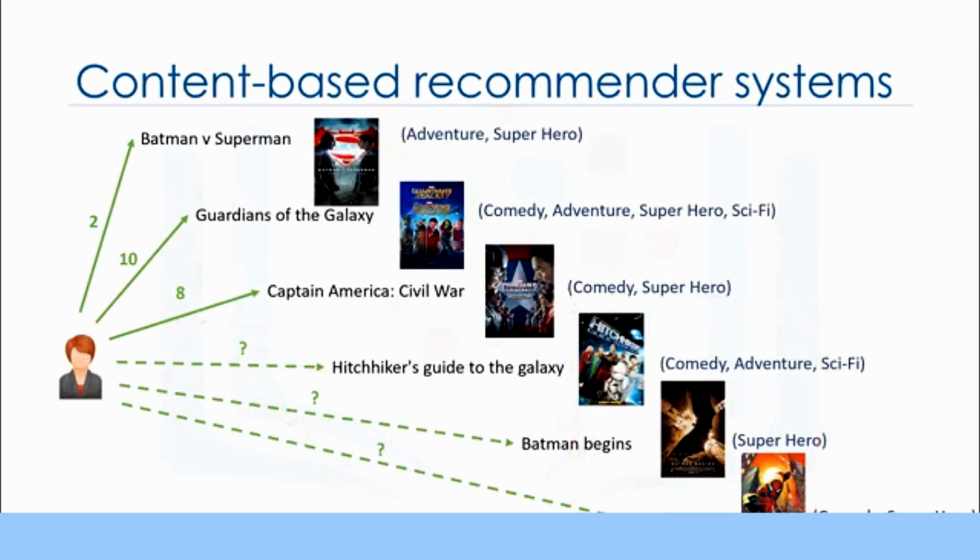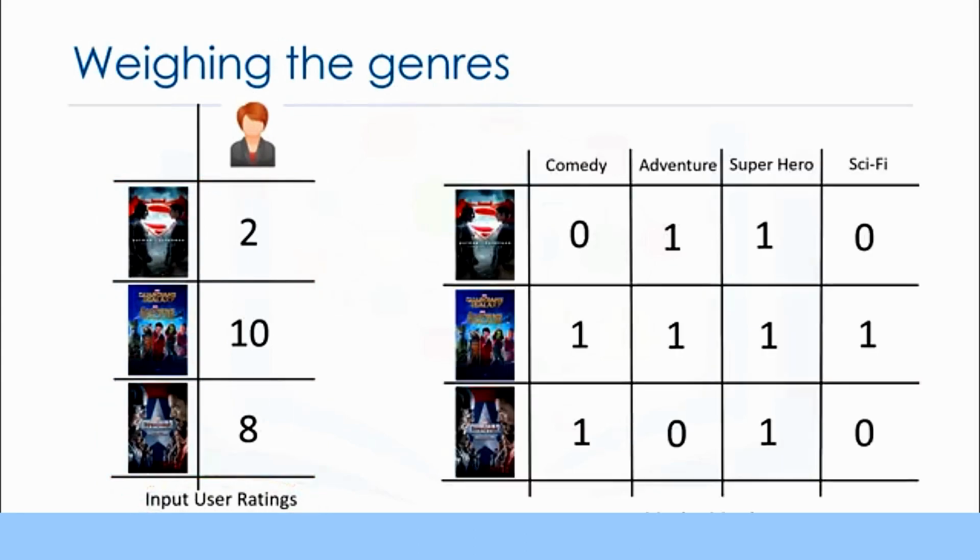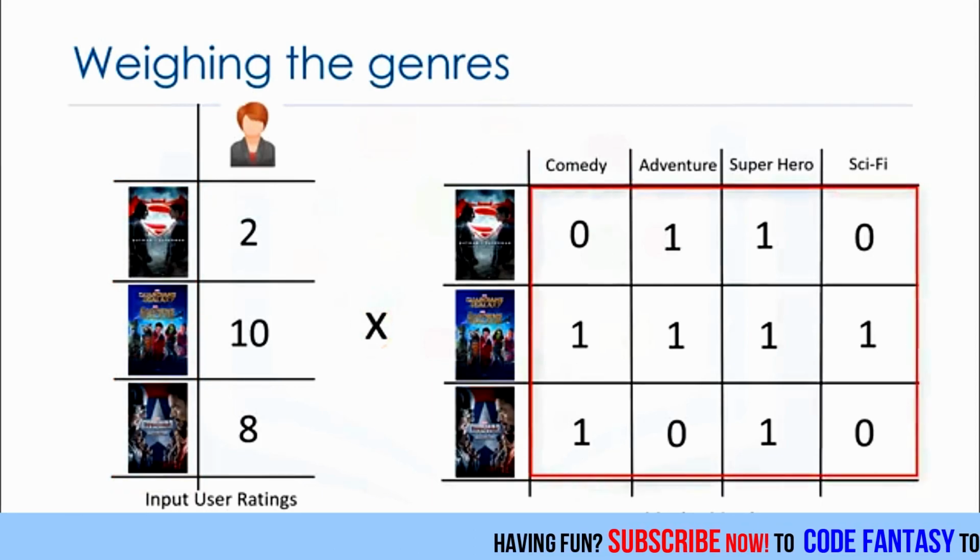To achieve this, we have to build the user profile. First, we create a vector to show the user's ratings for the movies that she's already watched. We call it Input User Ratings. Then, we encode the movies through the one-hot encoding approach. Genre of movies are used here as a feature set. We use the first 3 movies to make this matrix, which represents the movie feature set matrix. If we multiply these 2 matrices, we can get the weighted feature set for the movies.